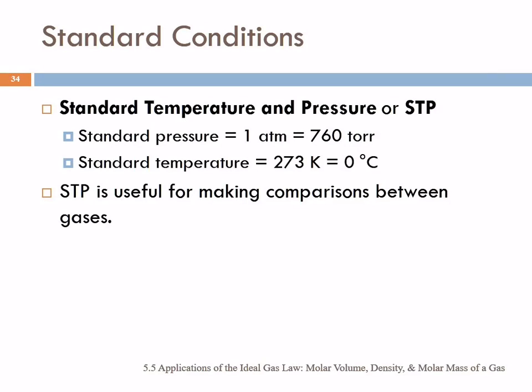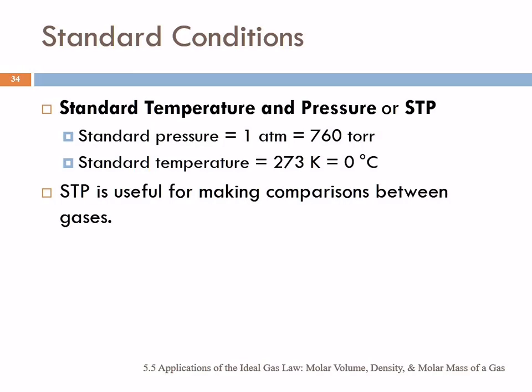Okay, standard conditions. It's useful to have a reference point for comparing gases because they have so many parameters: volume, temperature, moles, pressure. It gets a little confusing to compare them. So standard temperature and pressure, also known as STP. Standard pressure is 1 atmosphere, which is equal to 760 torr. Standard temperature is the freezing point of water, 0 degrees Celsius or 273 Kelvin.